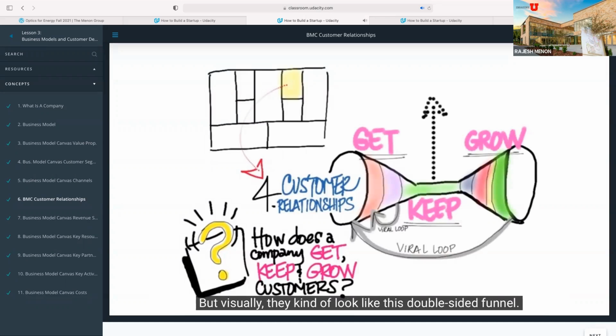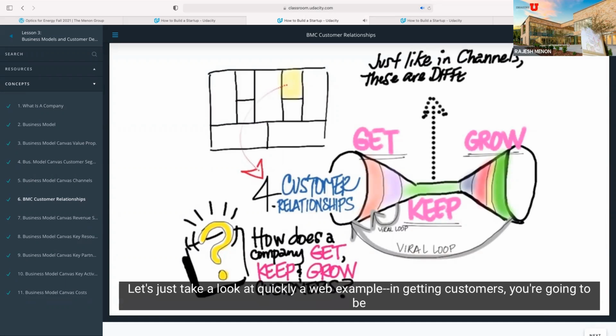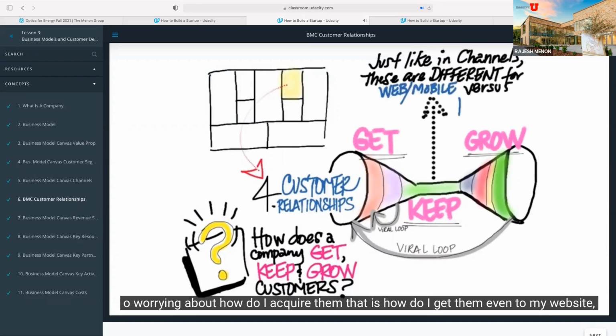But visually, they kind of look like this double-sided funnel. So let's just take a look quickly at a web example. In getting customers, you're going to be worrying about how do I acquire them? That is, how do I get them even to my website? How do I activate them? That is, how do I make them do something?